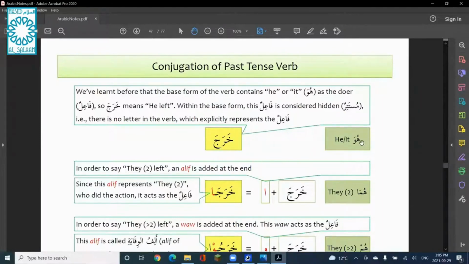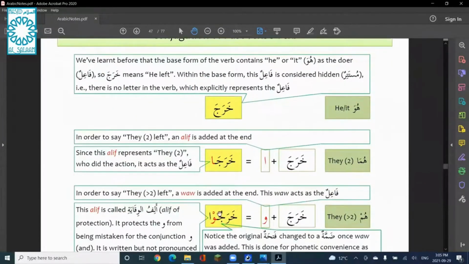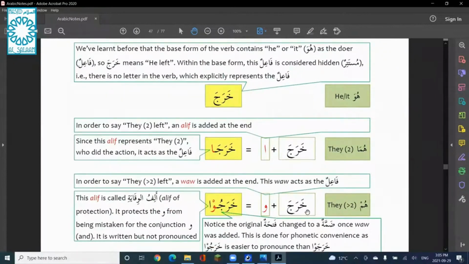Okay, so kharaja, huwa, and kharaja as two, huma. And from the huma, we only take the alif. Okay, and for the plural, we say kharaja becomes kharaju, and that is hum, and then there is a waw. In order to explain this better, let me show you this picture.